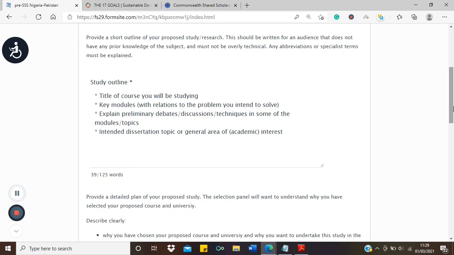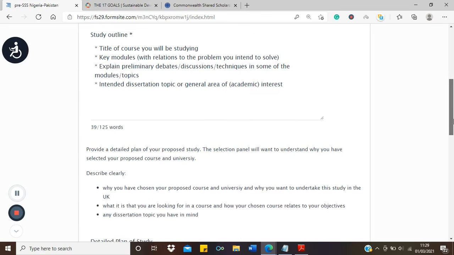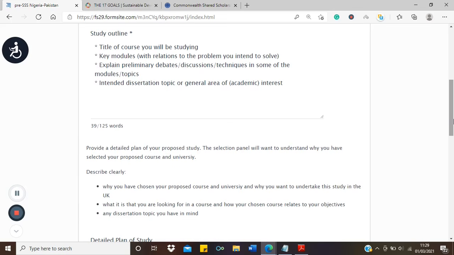That, I intend to study this. These are the key modules. In this module we'll be looking at this. In that module we'll be looking at that. And you can also give them a glimpse into your proposed area of research or your dissertation, what you'll be looking at in your master's dissertation. Of course, this is just tentative and it might change with time, but just have a general area of interest.